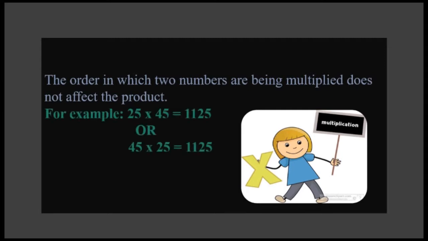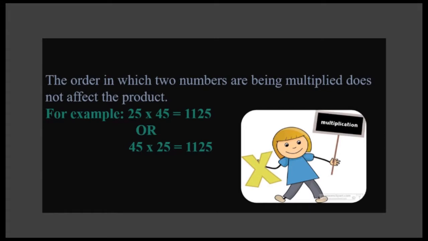For example, 25 times 45 is equal to 1125. Also, 45 times 25 is equal to 1125. Whichever way you arrange the numbers does not change the answer.